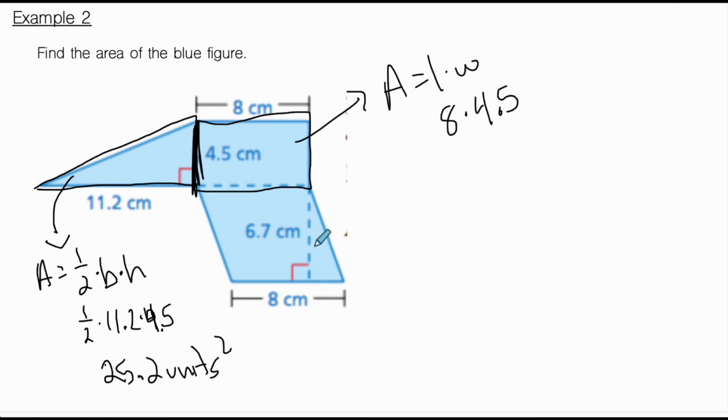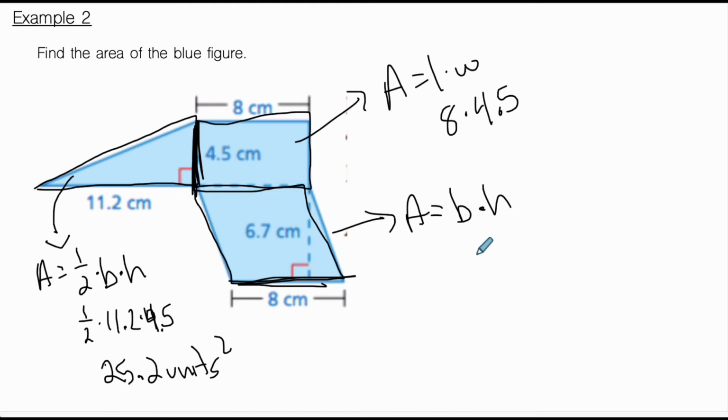And then our last shape is down here. This is a parallelogram. Parallelograms, if you remember, are simply the base multiplied by the height. So the base is 8 and the height is 6 and 7/10. So 8 times 6.7. Now we just have to do some quick multiplication, and then we'll put it all together, and what do we got?